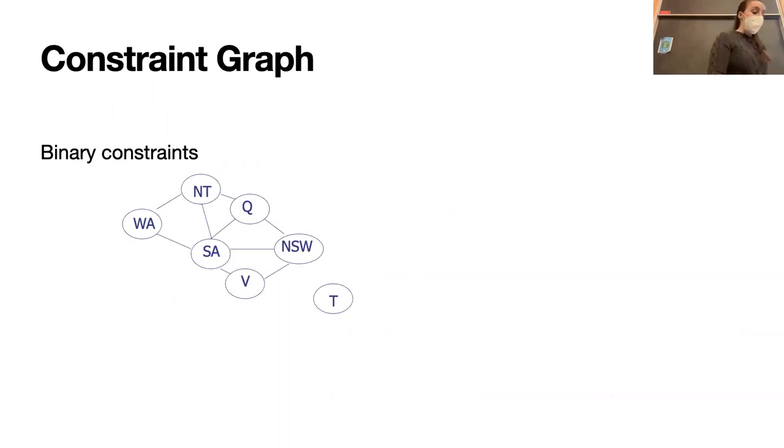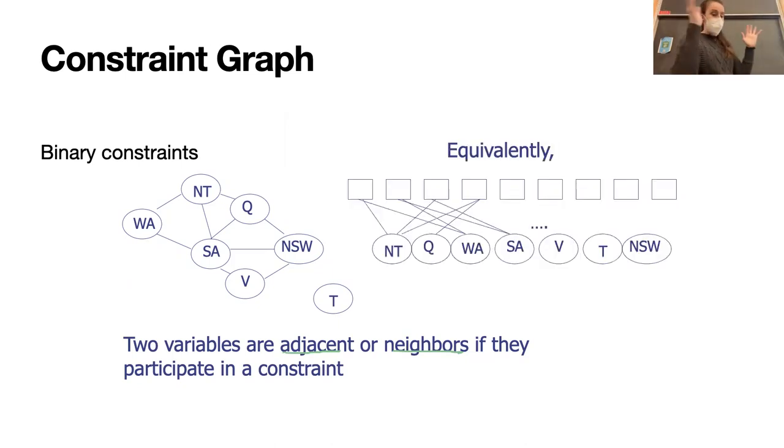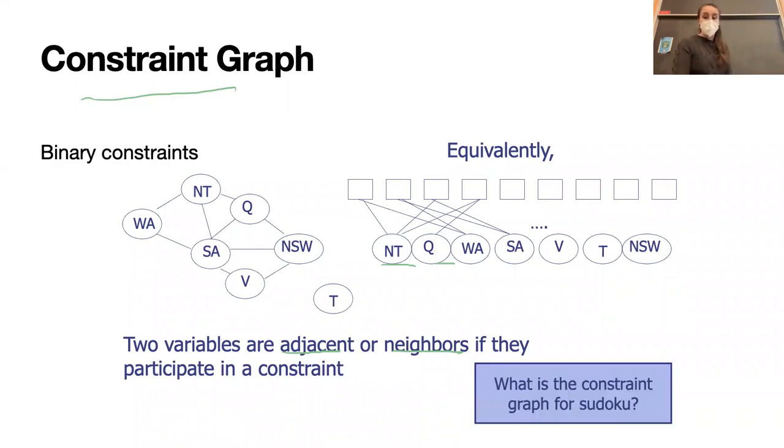So here, what we've drawn is binary constraints. That is basically drawing an edge between territories that are neighboring. We are saying that two variables are adjacent or neighbors if they participate in a constraint. Equivalently, you can draw this as a matching problem, but we're going to be thinking about this as a constraint graph. The other thing you can do is create different types of assignments. These could be different colors for the different territories here. So what do people think the constraint graph for Sudoku would look like?